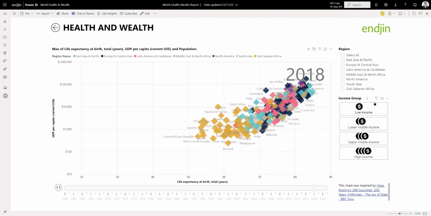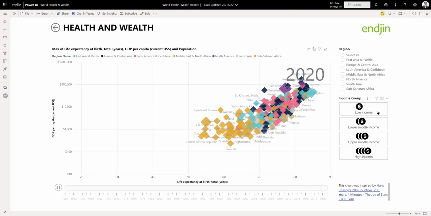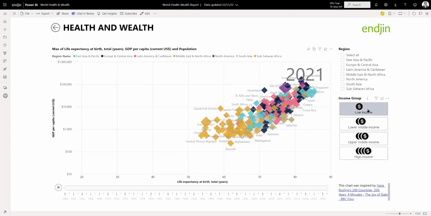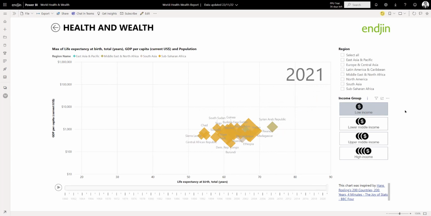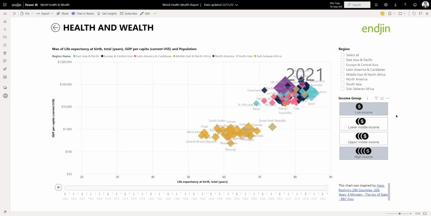But it's also quite interesting, once we get to the end of this journey, we can also filter countries that the World Bank would consider to be low-income countries, and we can also show countries that the World Bank would consider to be high-income countries. And there you can see very starkly the gap that exists between those countries in terms of wealth, but also along the x-axis in terms of health.